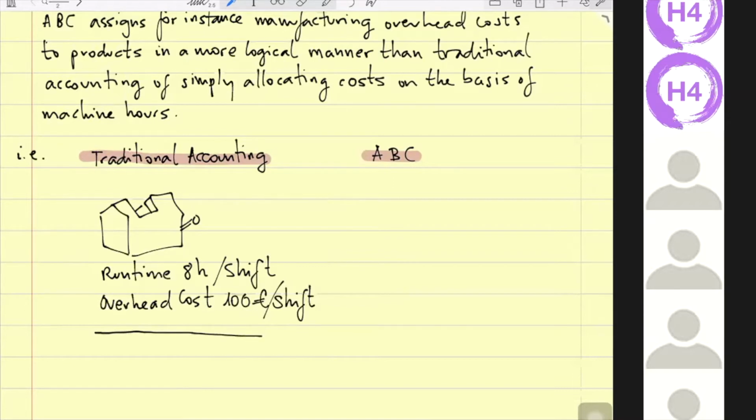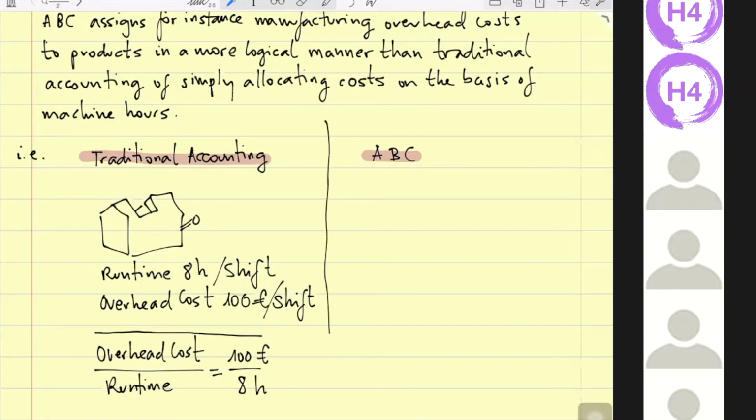an overhead cost per runtime of 100 euros divided by 8 hours. Okay, this gives you, I don't know, 12 or something euros per hour. This is traditional accounting, okay?